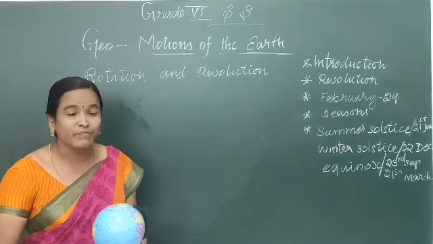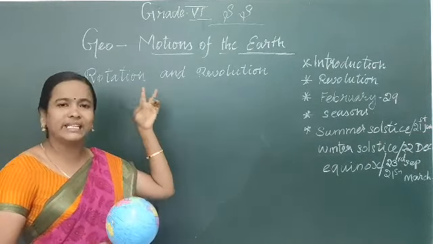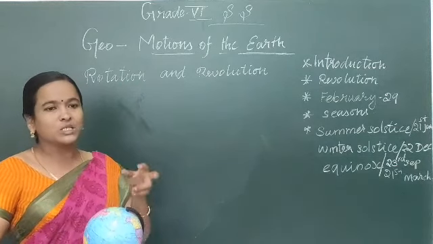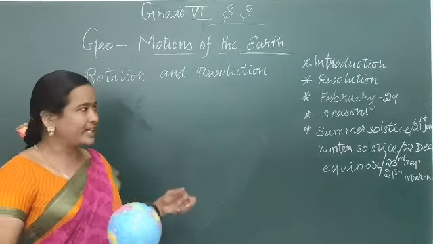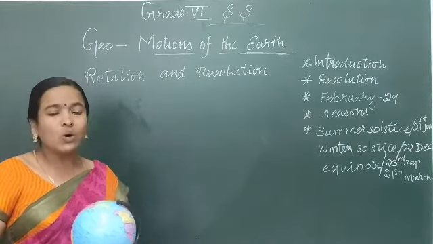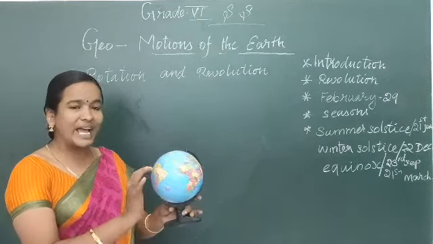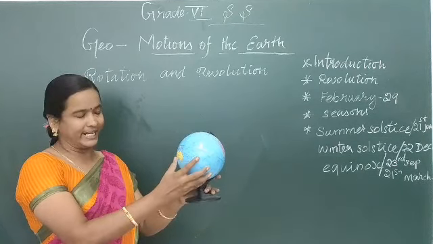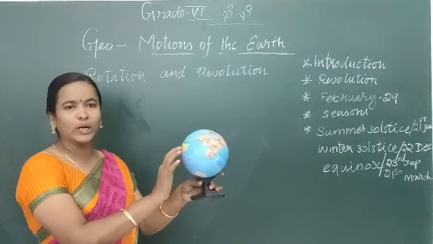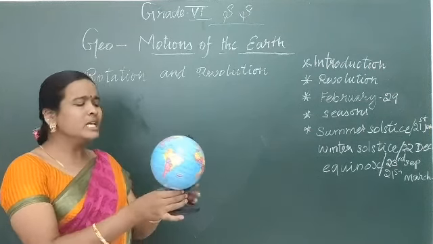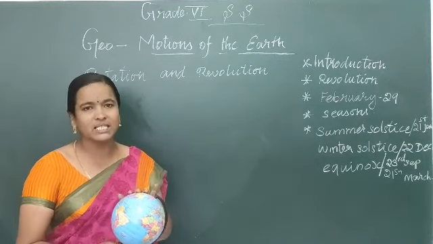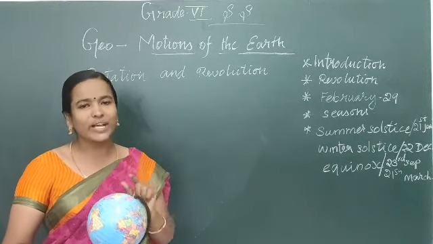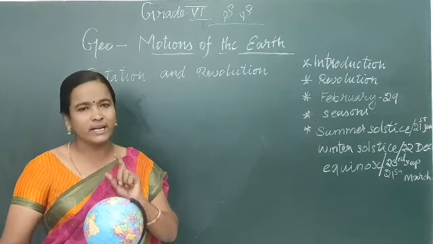So what is a rotation? There are motions of the earth. In the motions of the earth, we have studied that 2 types of movements are there. What are the 2 types? Rotation and revolution. Rotation is the movement of the earth on its axis. Could you see the earth rotation? This depicts the earth. We have learnt that rotation causes day and night. One rotation takes 24 hours, so we consider 24 hours as 1 day.